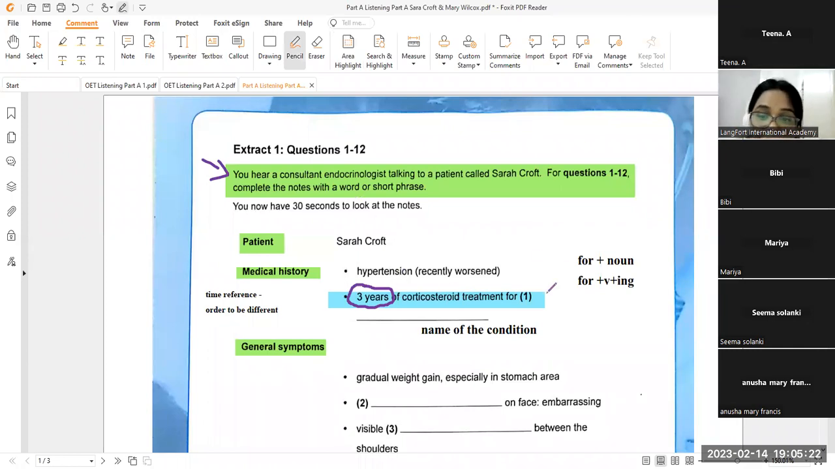So I told you whenever you get 4 before the gap, expect a noun or a verb in ing form. Noun is names of things. And I told you whenever there is a time reference, the order in which the time reference is said or mentioned can be different to that of what is given in the question booklet.